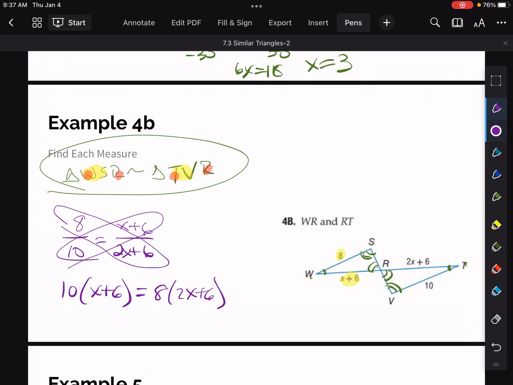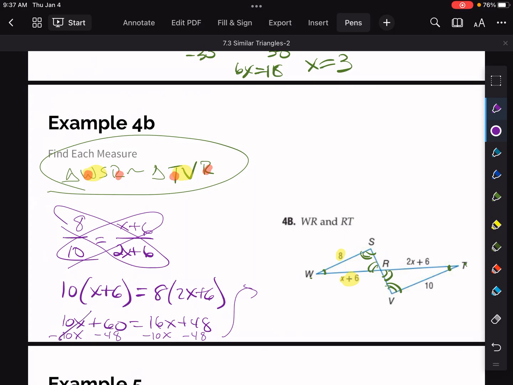And then we're going to just distribute. So we have 10x plus 60 equals 16x plus 48. And then we're going to combine like terms. So I'm going to subtract 10x from both sides. And then I'm going to move my work over here. If I subtract 10x from both sides and then also subtract 48 from both sides, that'll combine my like terms. So I'm going to do it all at once.